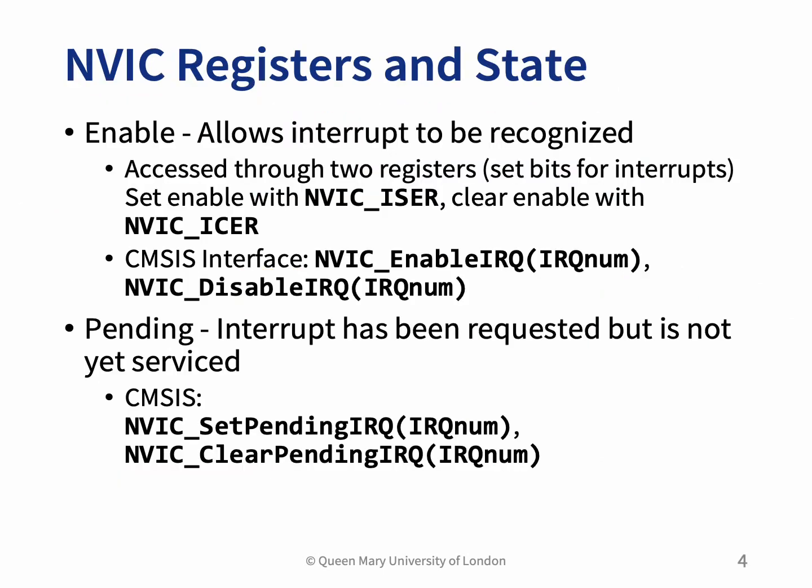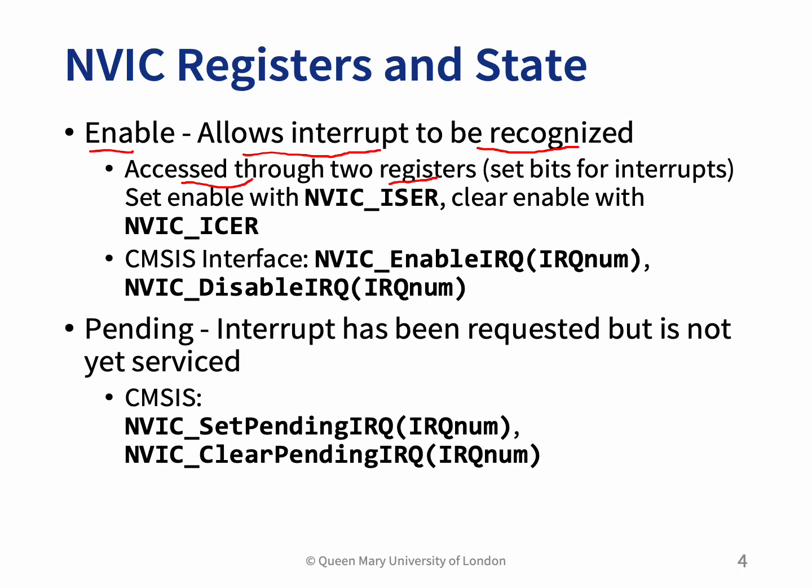In this slide, we are going to look into the NVIC registers and stack. It is very straightforward how we can enable and set or clear the interrupts, right? So the first mode is where we can have enable, right? Enable is to allow an interrupt to be recognized by the microprocessor. So how can this enable be recognized? It is accessed through two registers, okay?